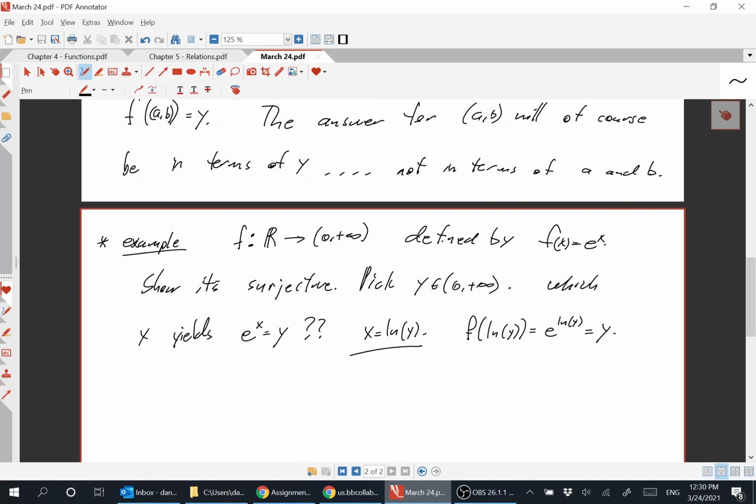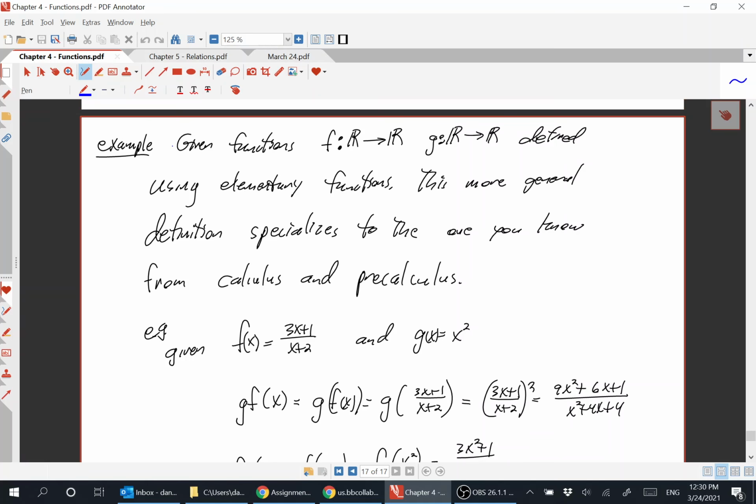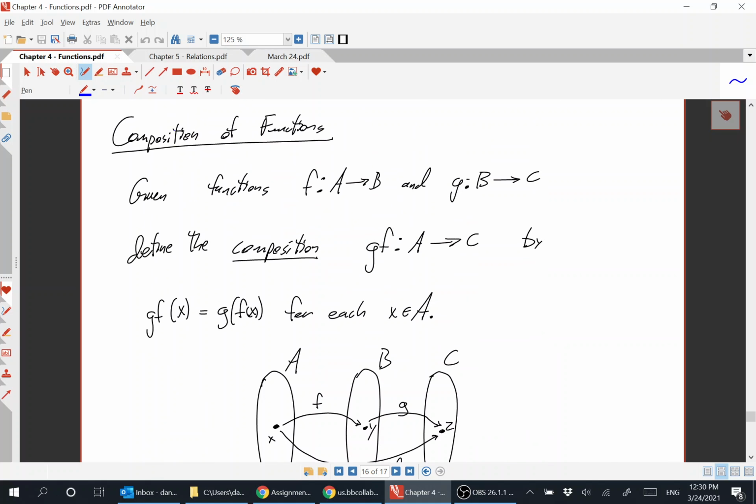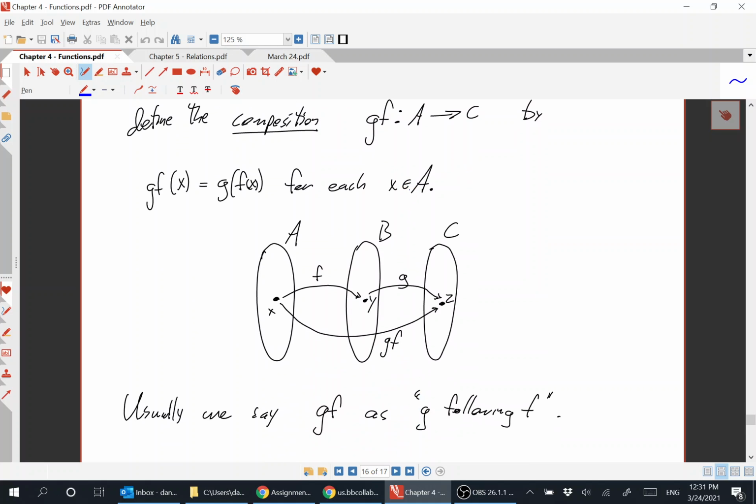So to finish up chapter 4, we started last time talking about compositions of functions. So given two functions, f from domain A to range B, and function g from domain B to range C, you can compose those functions, and you call this thing g following f.